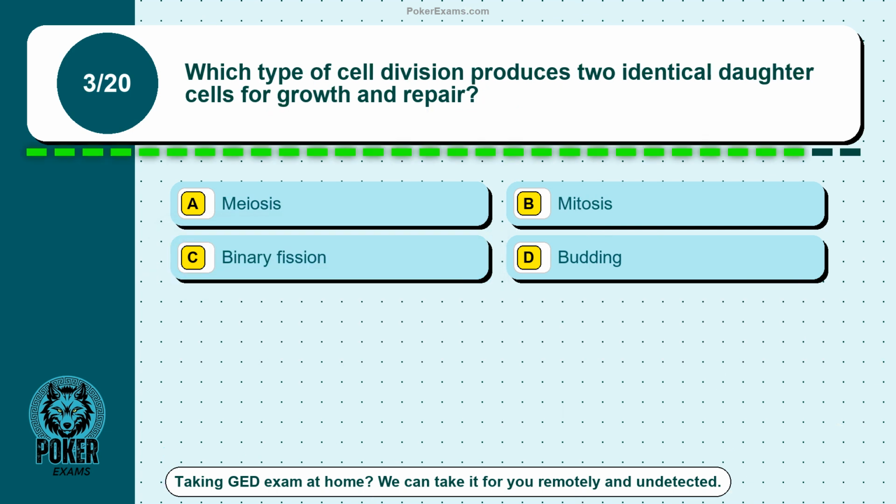Question 3. Which type of cell division produces two identical daughter cells for growth and repair? Option A. Meiosis. Option B. Mitosis. Option C. Binary fission. Option D. Budding.